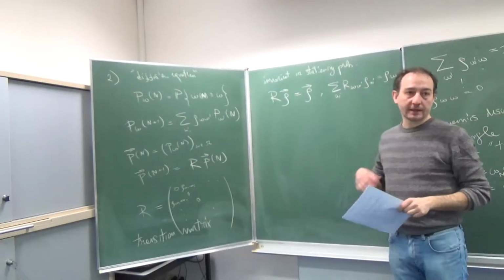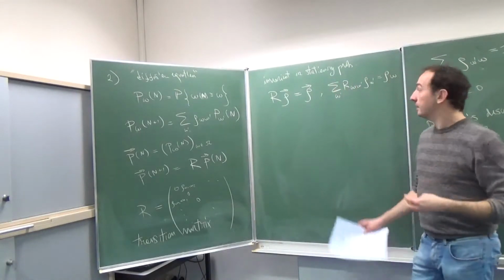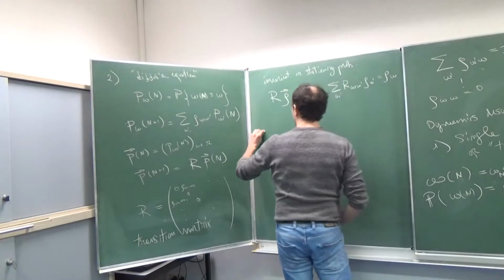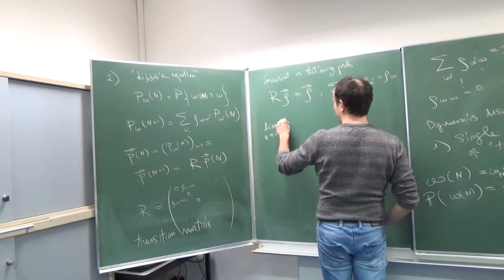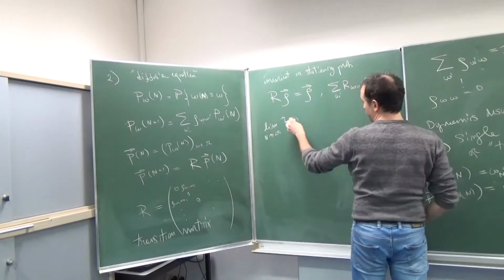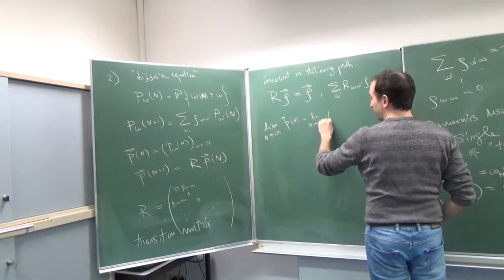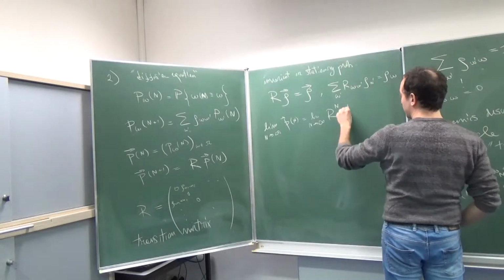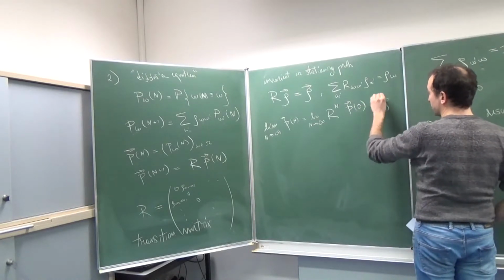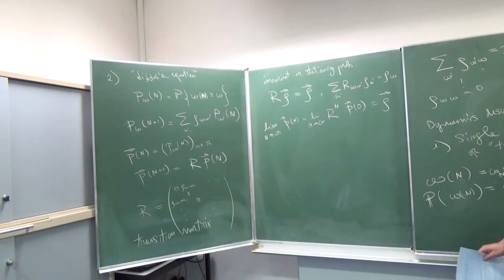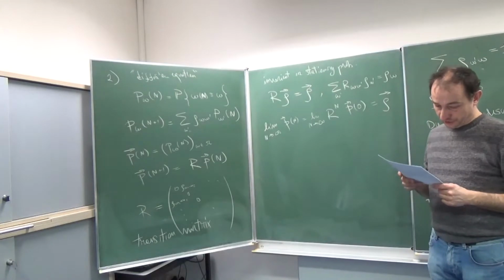and it can be shown that any initial state evolves towards rho, that is, the limit n to infinity of P n, which is equal to the limit n to infinity of R to the n times the initial state P 0. This is precisely rho. Okay, so any initial distribution evolves towards the invariant or stationary measure.